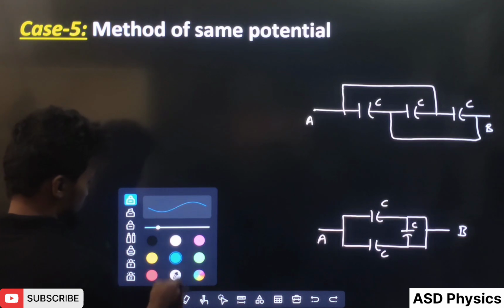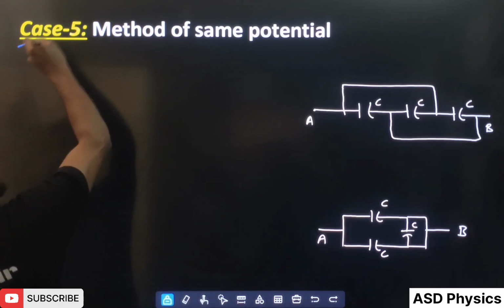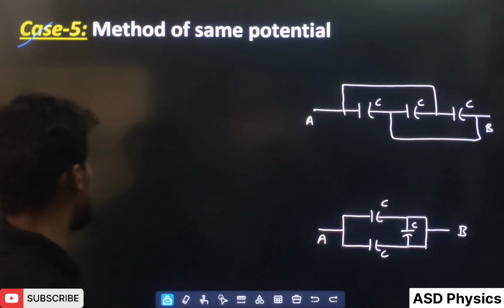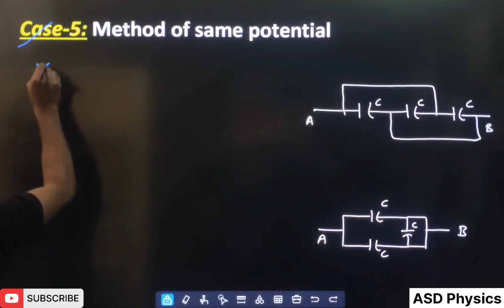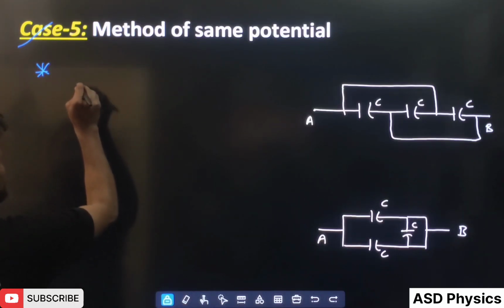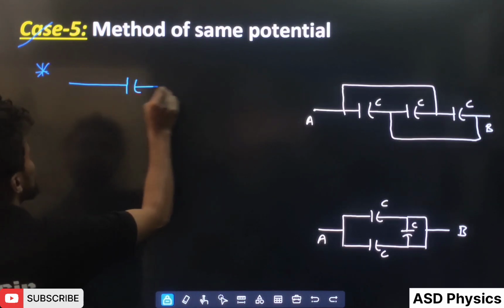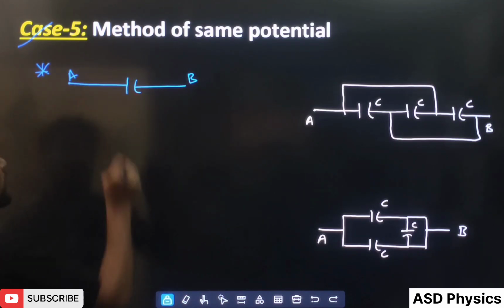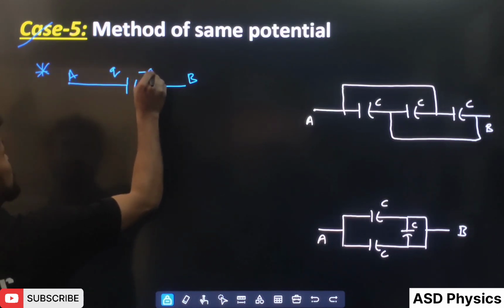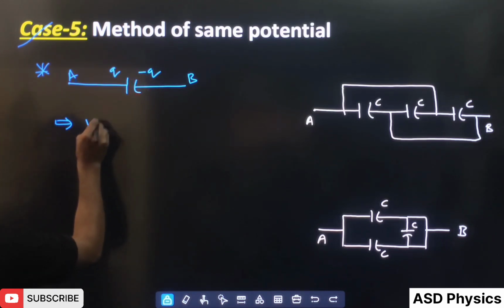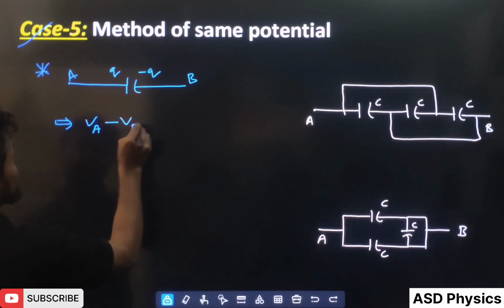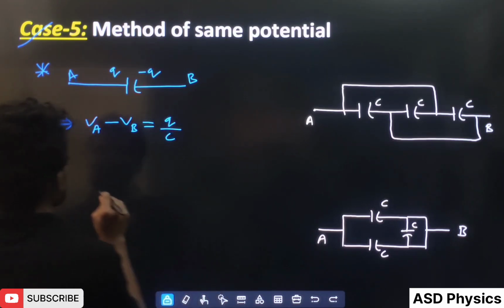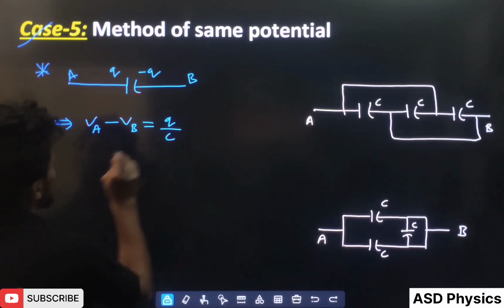Now students, next one, see. Method of same potential. What am I telling? Method of same potentials. Here you have to remember, let's take for example one capacitor like this. This is A, this is B, and here how much charge is stored? Q and minus Q. So I can write VA minus VB is equal to Q by C.